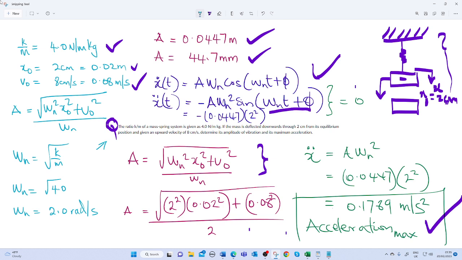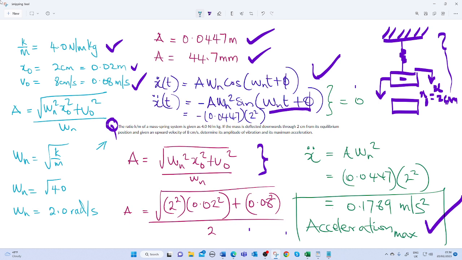The ratio K over M of a mass spring system is given to be 4.0 Newton per meter per kilogram. If the mass is deflected downward through 2 centimeters from the equilibrium position, given an upward velocity of 8 centimeters per second, calculate the amplitude of the vibration and the maximum acceleration.